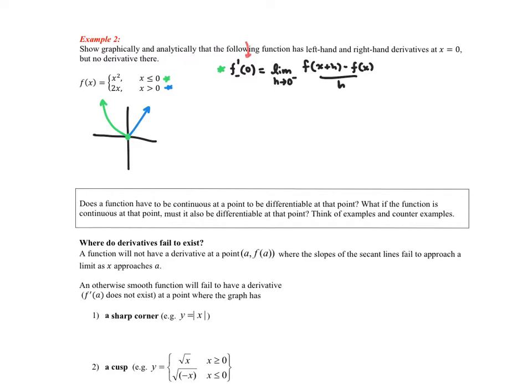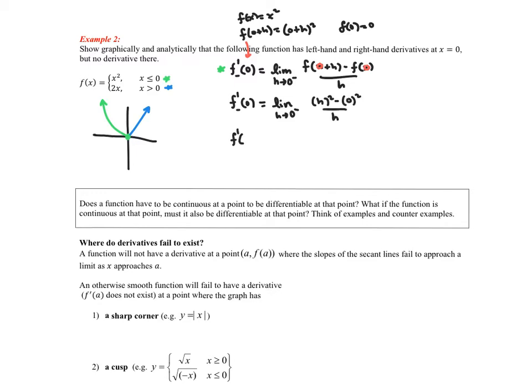If we're finding f prime coming from the left at 0, we should plug in a 0 into the function as well. Okay, so the derivative coming from the left of f of x at 0 will be the limit as h approaches 0 from the left of f of 0 plus h. So if f of x equals x squared, f of 0 plus h would equal 0 plus h squared. Okay, and f of 0 would equal 0. Therefore, I would have h squared minus 0 squared all over h.